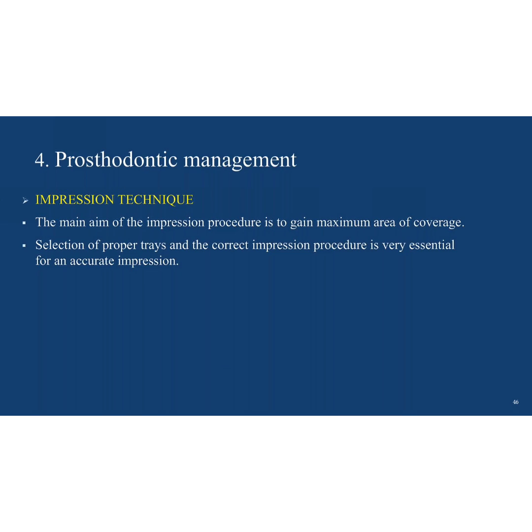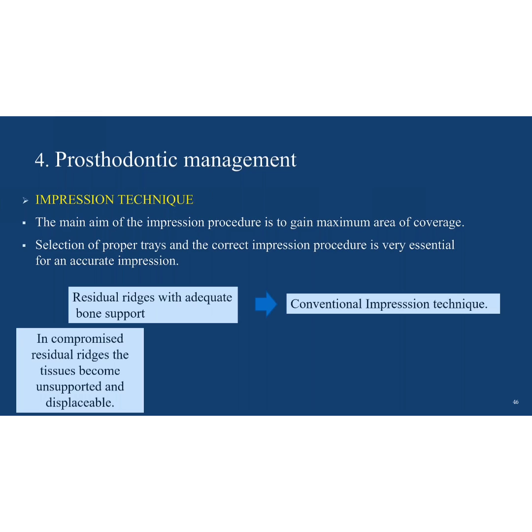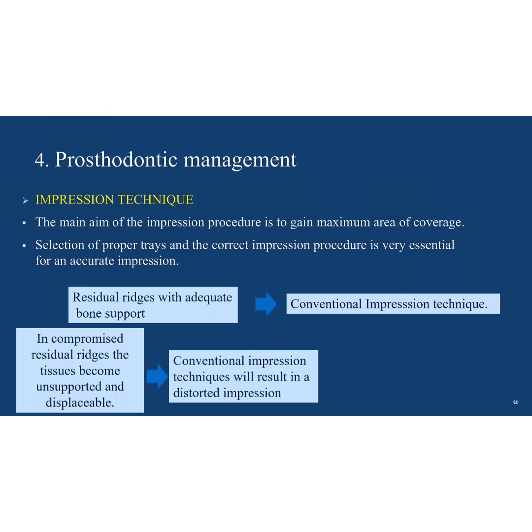Prosthodontic management. The main aim of the impression procedure is to gain maximum area of coverage. Selection of proper trays and correct impression procedure is very essential for an accurate impression. For residual ridges with adequate bone support, conventional impression technique can be followed. In compromised residual ridges, the tissues become unsupported and displaceable. Therefore, conventional impression techniques will result in a distorted impression. So here, modified impression techniques are followed.